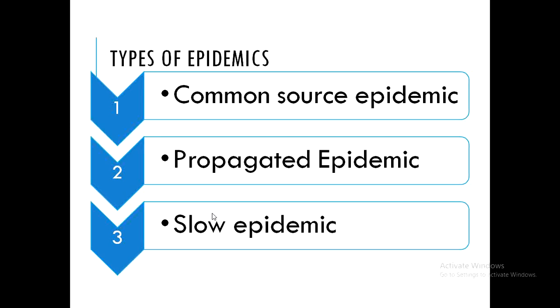If the epidemic pattern is propagated from person to person transmission, or by vector bite or insect bite, then the human to human transmission, where a large number of people are affected, is known as propagated epidemic. And slow epidemic means that the number of diseases is increasing continuously over a period of time with a slower trend.